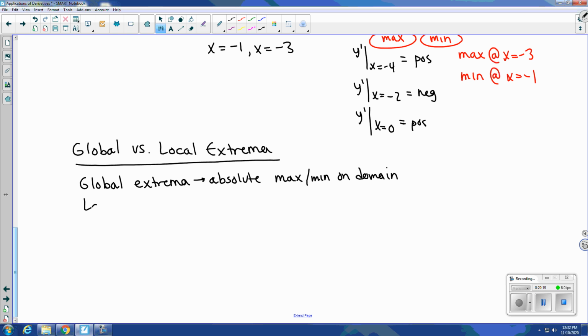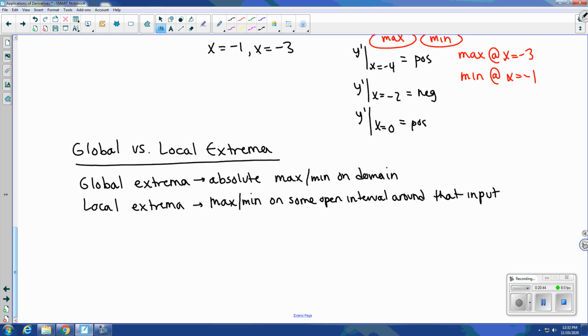Local just means it's the highest or lowest point in some open interval around that input. So it's the max or min on some open interval around that input. And when we say some open interval, just think some small region around that point.